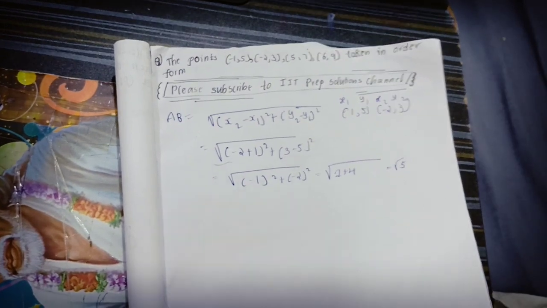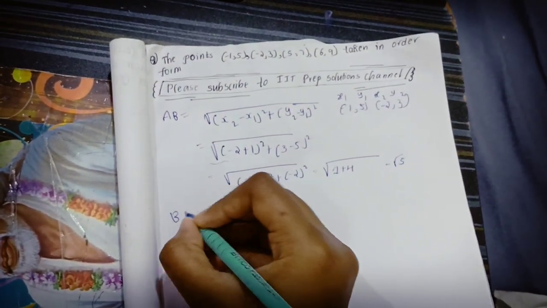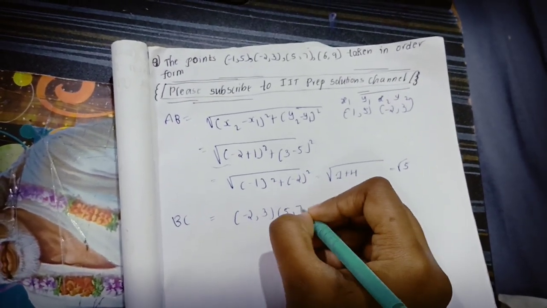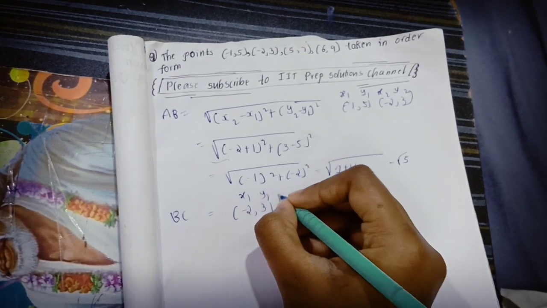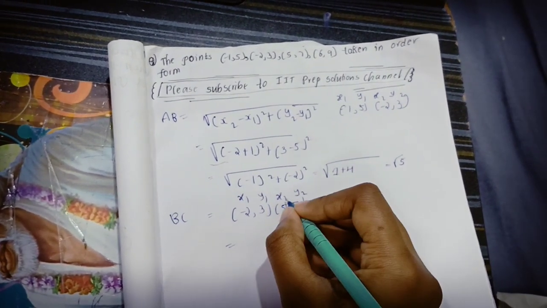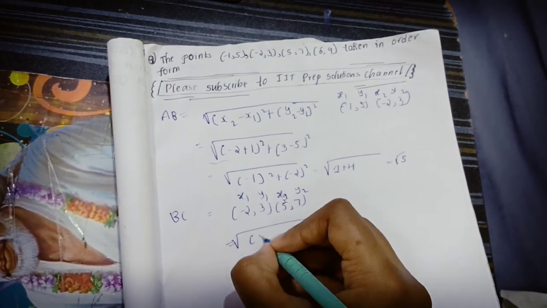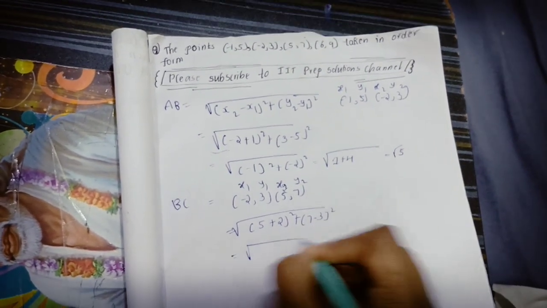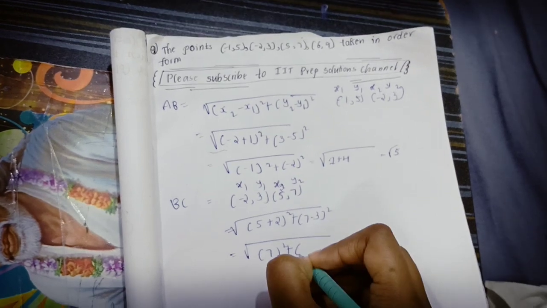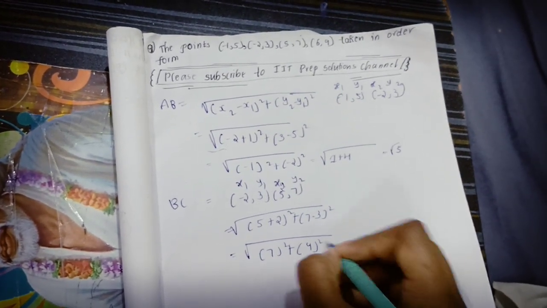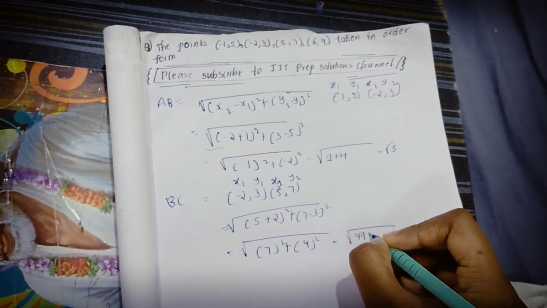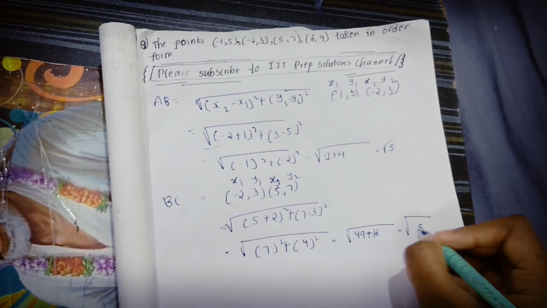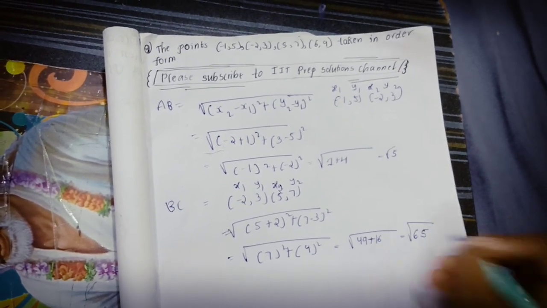Now we want to do for BC. B is (-2, 3) and C is (5, 7), (x1, y1) and (x2, y2). Under root of 5 minus of minus 2 whole square plus 7 minus 3 whole square, that is 7 whole square plus 4 whole square, under root of 49 plus 16, that is under root of 65.